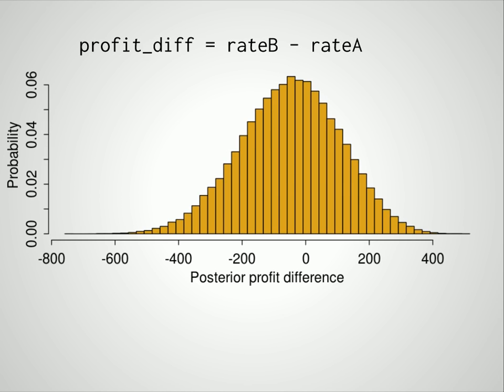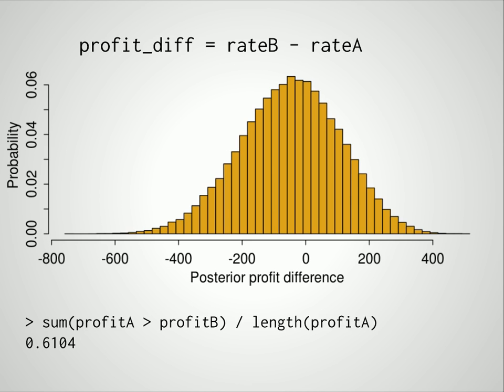So here we see that there is much uncertainty regarding which method would give the highest profit. It could be that method B is better, but if we count up how many draws are in favor of method A, we actually get that there is a 61% probability that method A would result in better profits.